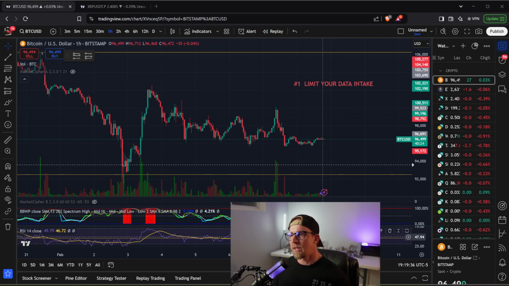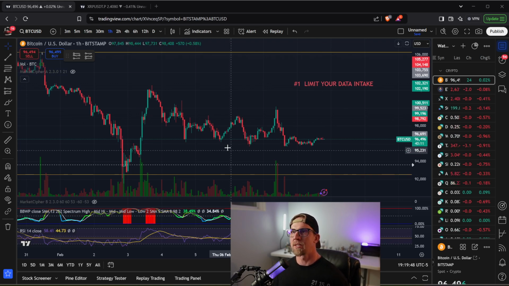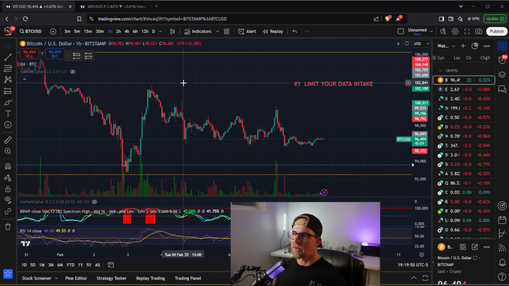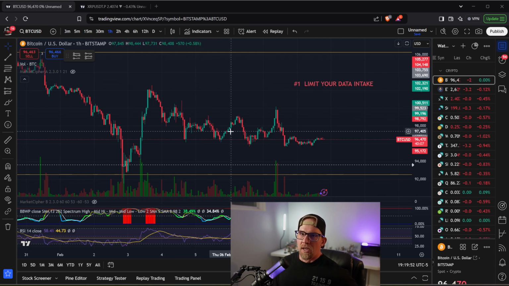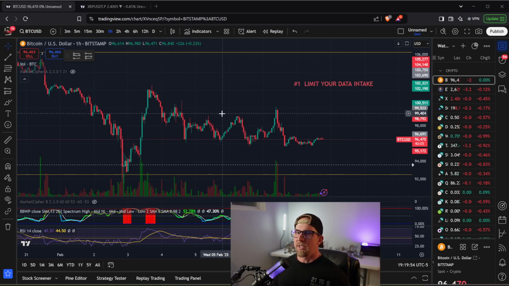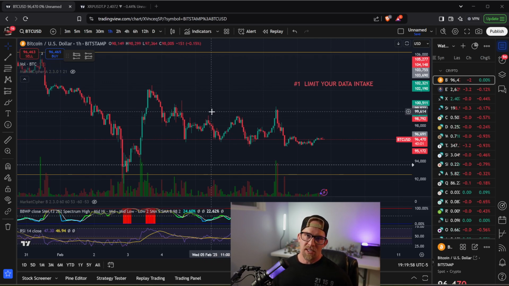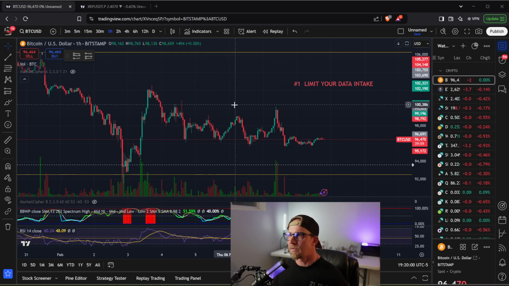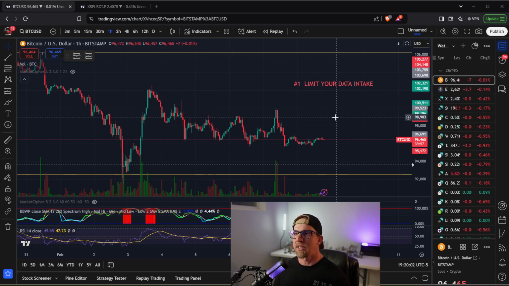We want to see RSI either above or below this line, which gives us confidence in either taking a long or a short position. And that's it. That's our trade strategy. We have two indicators. We have support resistance. We don't have all these news sources. We don't have all this nonsense clouding our judgment and causing our thoughts to race and cycle, causing analysis paralysis. So that's the first strategy, is limit your data intake.